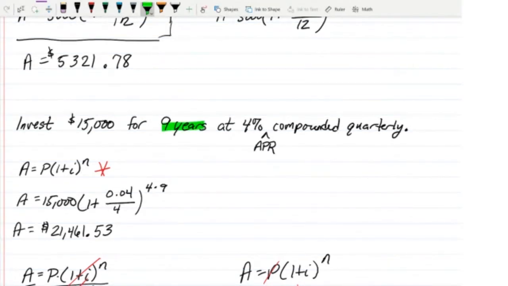And because I'm going for 9 years and I'm talking quarterly, well, how many quarters is that? Well, that's 4 per year times 9. It's going to end up being 36 quarters. But I'll show you how you have to type that into Desmos if you choose to do 4 times 9. All of that goes straight to Desmos. 15,000 times 1 plus 0.04 over 4 to the 4 times 9.